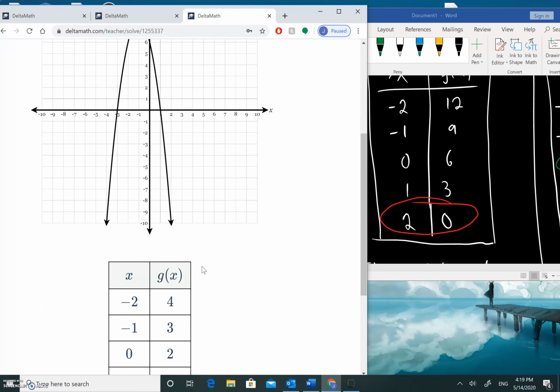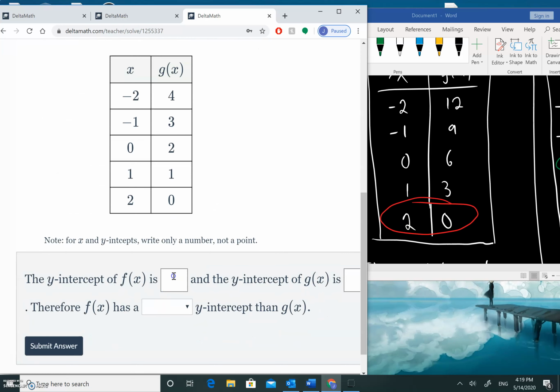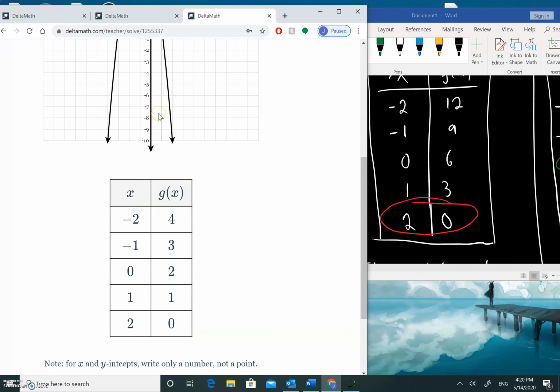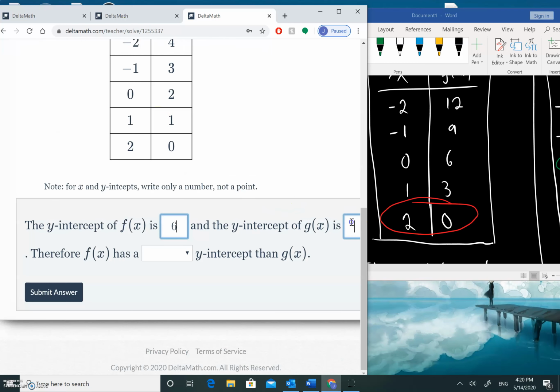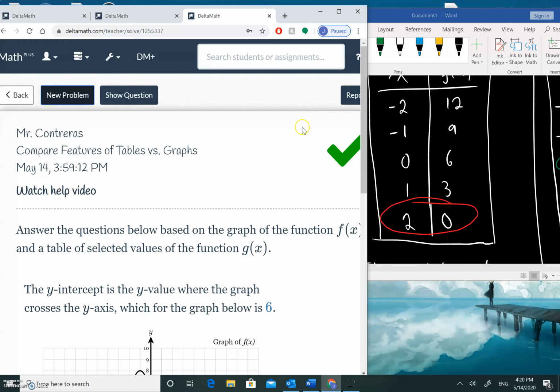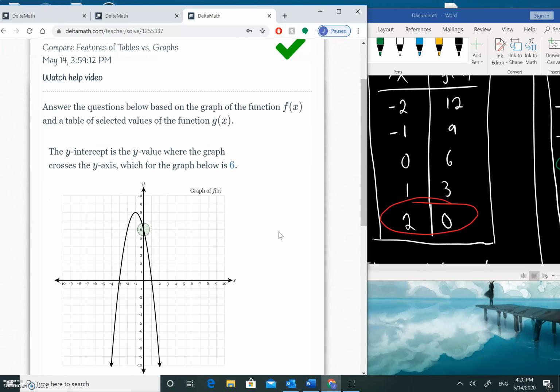So which one's bigger, the top one or the bottom one? The top one, right? So the y-intercept of f of x is 6. Remember, 6. And the y-intercept of g of x is 2. Therefore, f of x has a greater y-intercept than g of x. And we go ahead and submit. And this is correct, and it's going to give you an explanation on why it is that way, why it is correct.